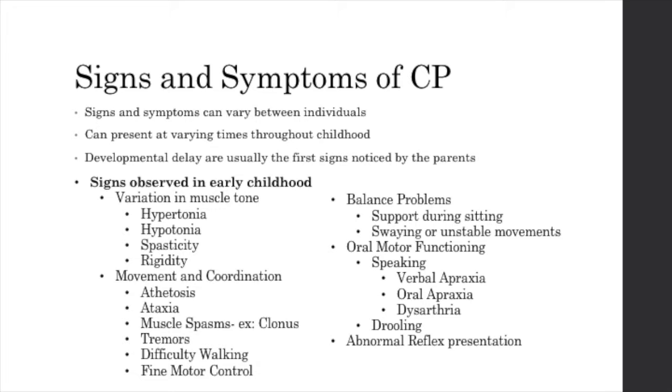Spasticity and rigidity. Signs can also be seen with altered movement and coordination. Such signs include athetosis, or a writhing movement, ataxia, which is abnormal or uncoordinated movements, muscle spasms, tremors, and they may also have difficulty walking and with fine motor control. Balance problems can also exist, which can lead to difficulty sitting or swaying or unstable movements. One example of this movement is a spastic or scissor gait pattern that is often seen in people with CP.